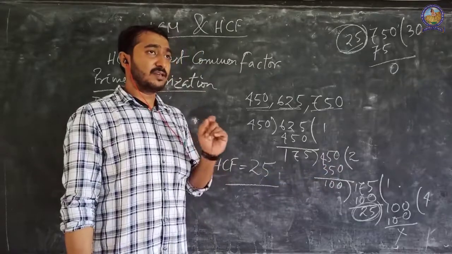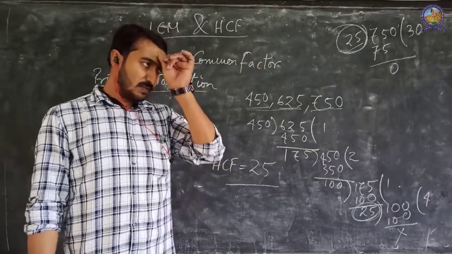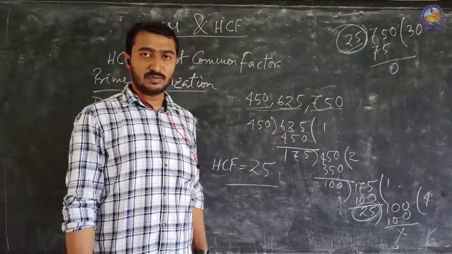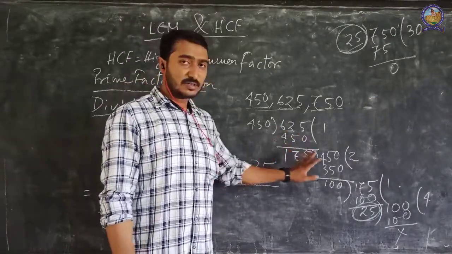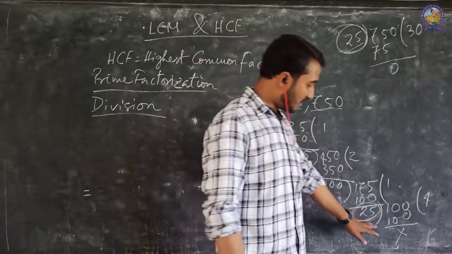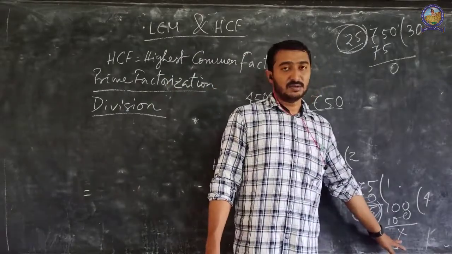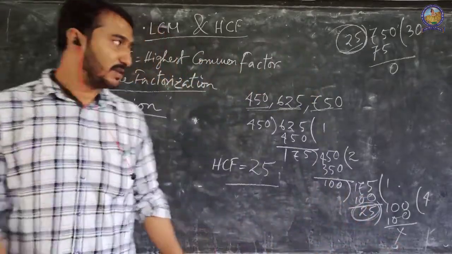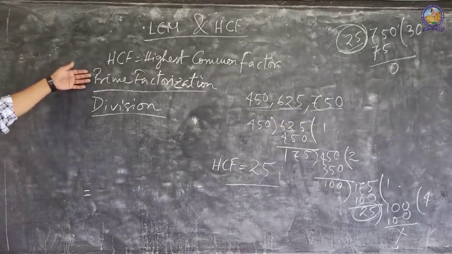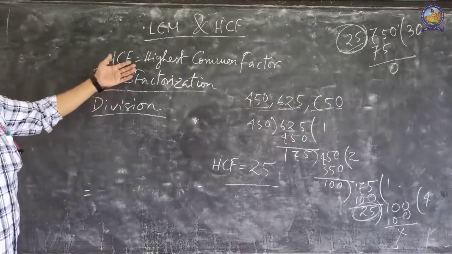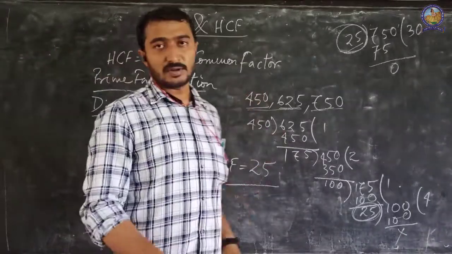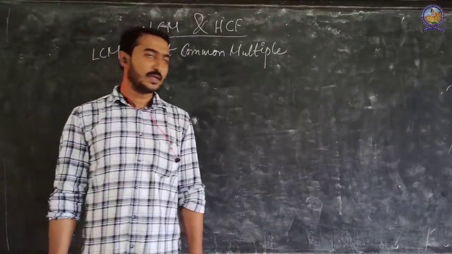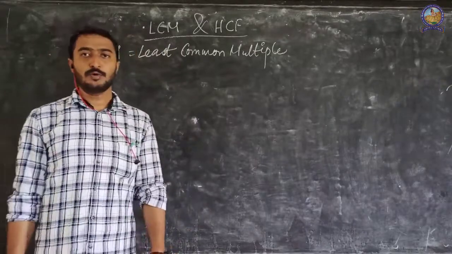Okay, so this is very handy in case of larger numbers, and here you do not need to think about the factors, by which number this will be divisible. We do not need to think about it. We simply have to do the division continuously until we get the remainder as 0. So these are the two different methods: the prime factorization method and the division method of finding HCF. Our next topic is LCM, that is least common multiple.